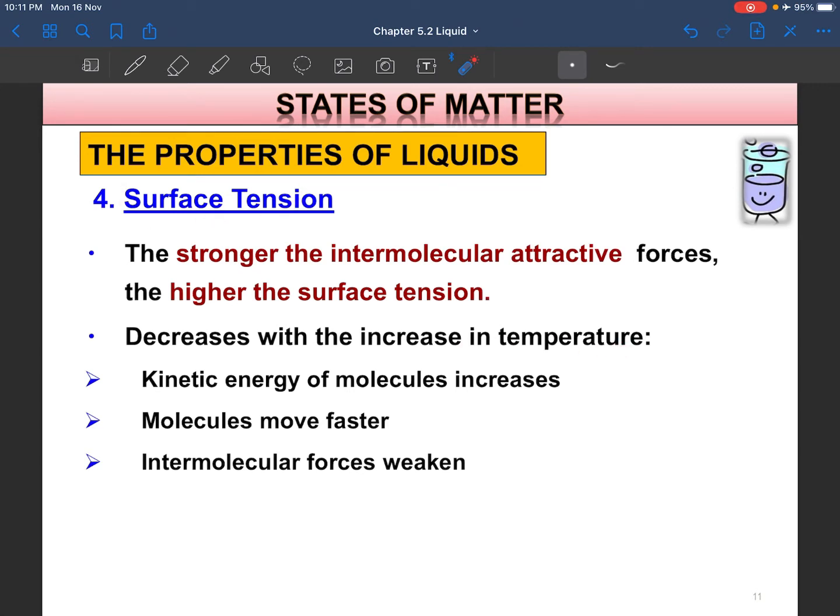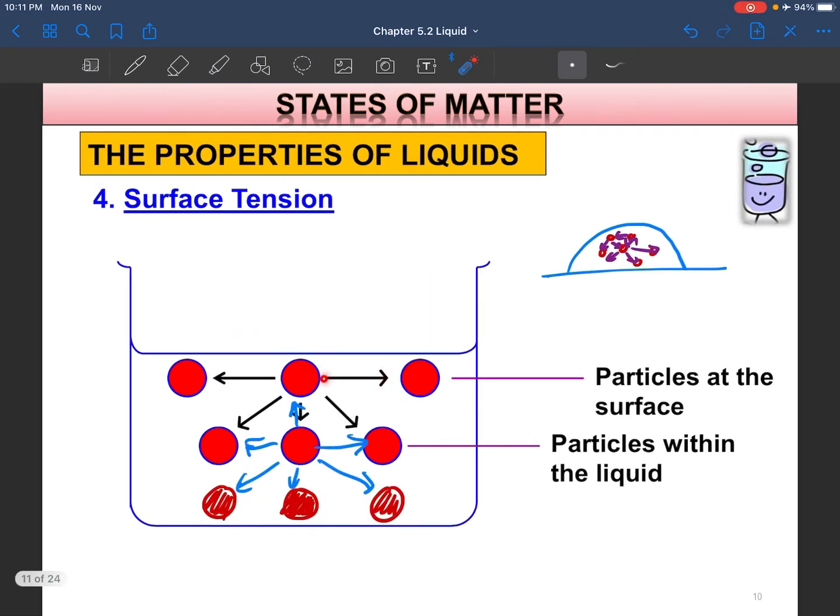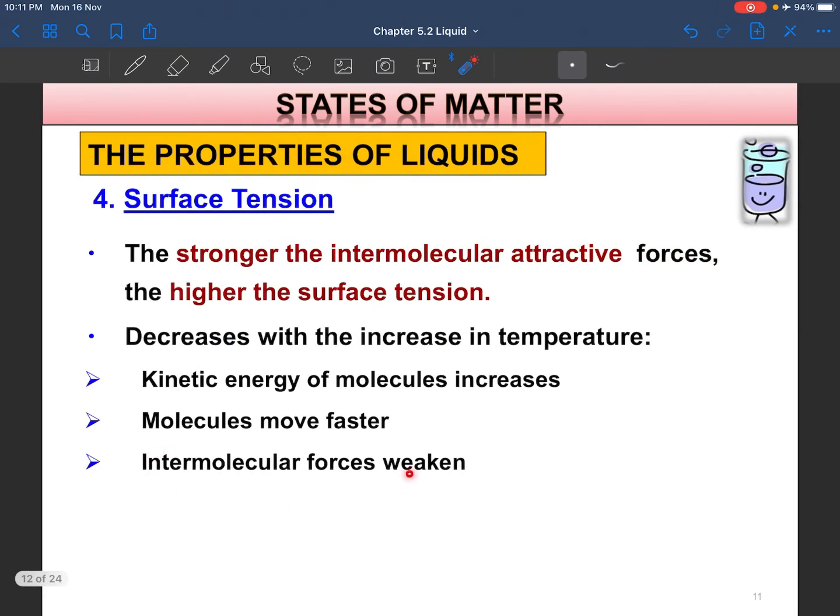Sebab, kita fikir baliklah, kalau temperature meningkat, that means kinetic energy of molecule to increase. That means the molecule move faster. Okay, so bila molecule move faster, intermolecular forces is weakened. That means intermolecular forces antara ni makin lemah lah. Sebab partikel ni asyik gerak, partikel ni bergerak. So, the attraction ni macam tak kukuh dah. Okay. So, bila attraction intermolecular forces tu makin lemah, so surface tension pun makin lemah.